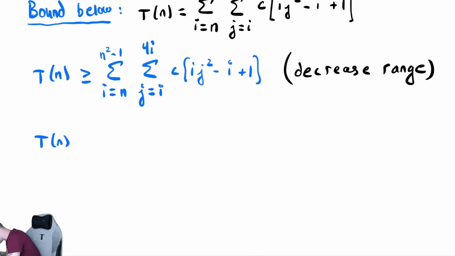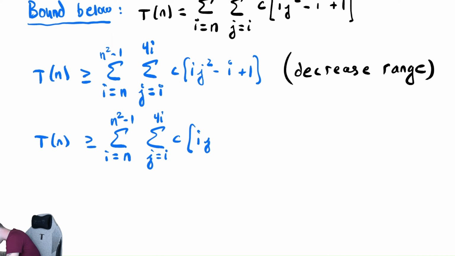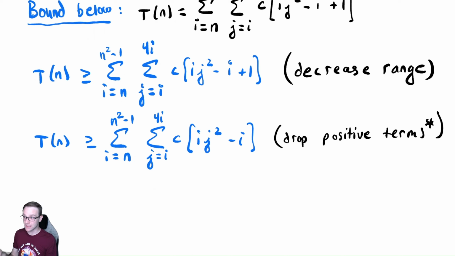Again, leaving that outer summation entirely untouched, we go from n to n squared minus 1. The inner sum's bounds are going to remain untouched, from i to 4i. Then we have c times ij squared minus i, and the plus 1 we're getting rid of. We can drop positive terms, again with the little asterisk, which I will include but not write down, that you don't want to drop the dominant positive term. Now, what we want to do is replace each term with the min.